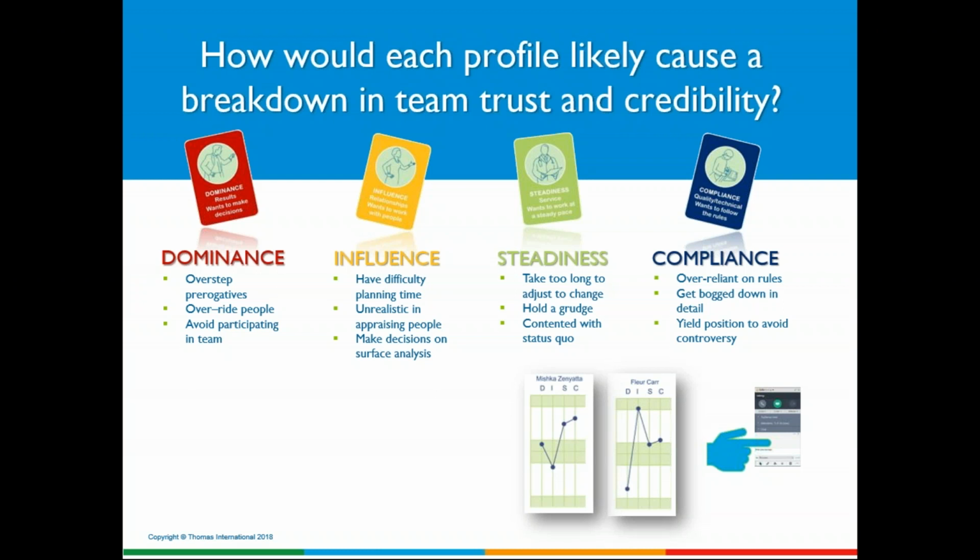So again, where do you think is the potential for a breakdown in credibility between Mishka and Fleur? We know that likely Fleur wants to make a relationship, but Mishka wants just to get down into business. So when it comes down to credibility, where could this breakdown be happening between the two?